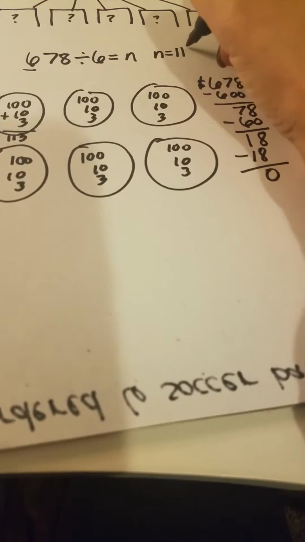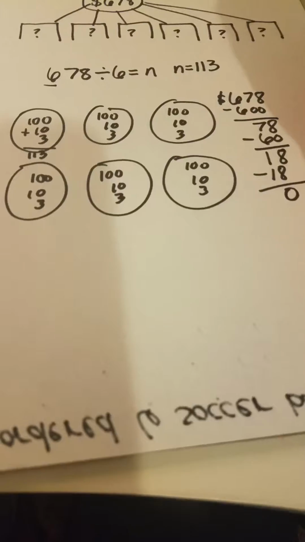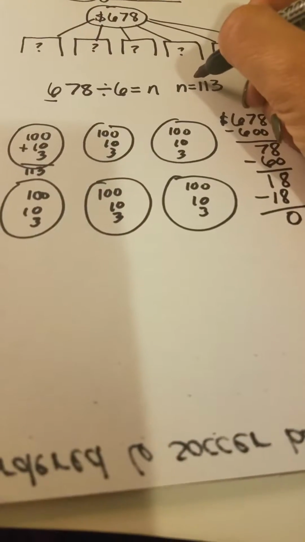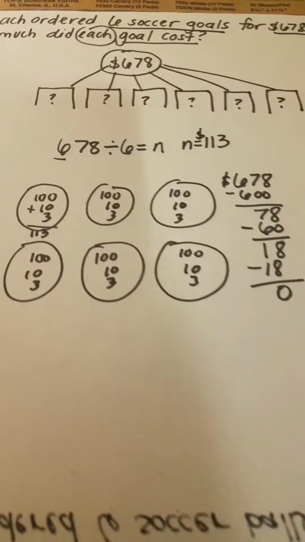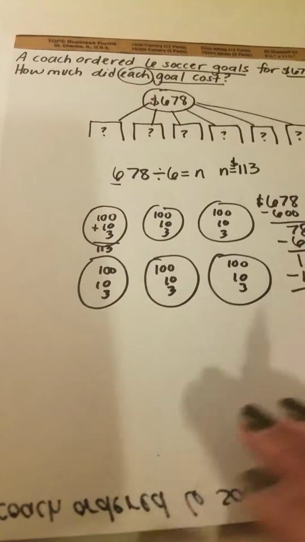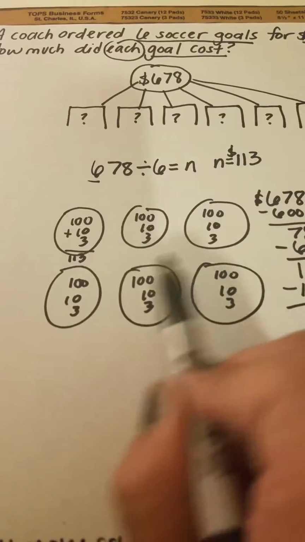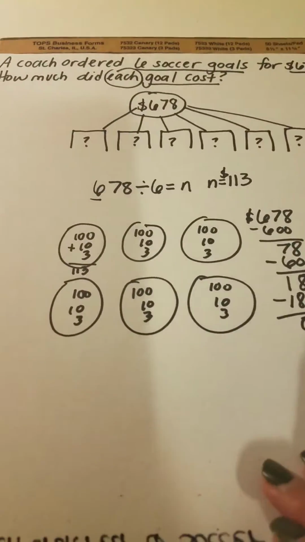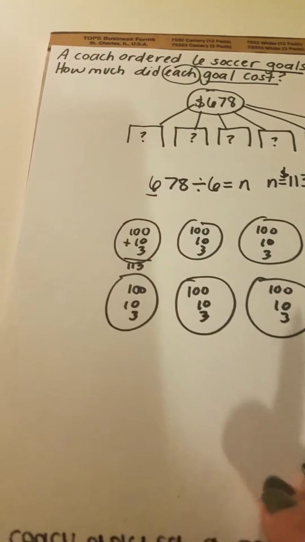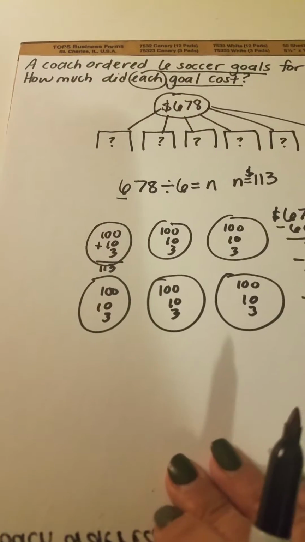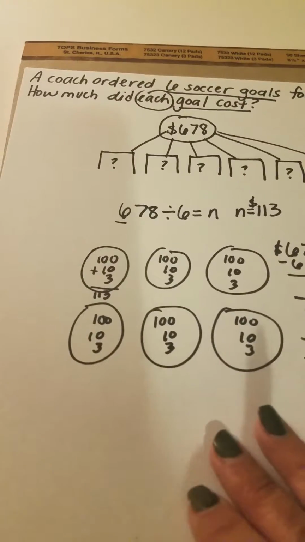N equals 113. And the question was, how much did each goal cost? This is actually money. So my answer should be in money form. Okay? All right, let's take a quick look. So hopefully that made sense. And if you look, boys and girls, all we did was work with friendly numbers, which we do a lot in class. So this should not be very difficult for you. And again, we will be using other strategies very soon, but they're all kind of related to friendly numbers.